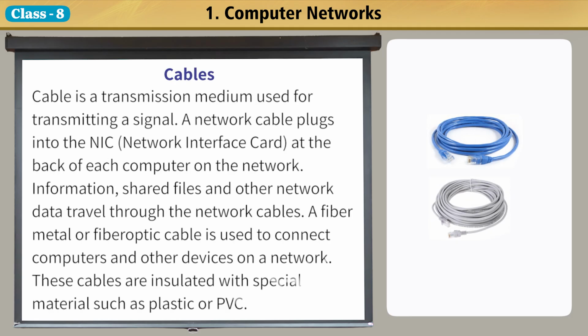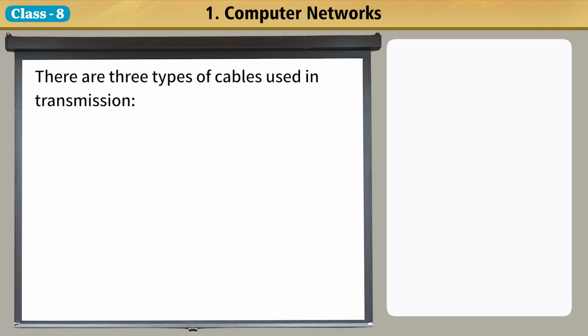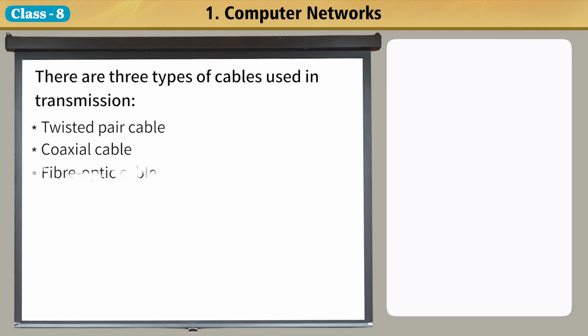Cables. Cable is a transmission medium used for transmitting a signal. A network cable plugs into the NIC, network interface card, at the back of each computer on the network. Information, shared files and other network data travel through the network cables. A fiber metal or fiber optic cable is used to connect computers and other devices on a network. These cables are insulated with special materials such as plastic or PVC. There are three types of cables used in transmission: twisted pair cable, coaxial cable, fiber optic cable.